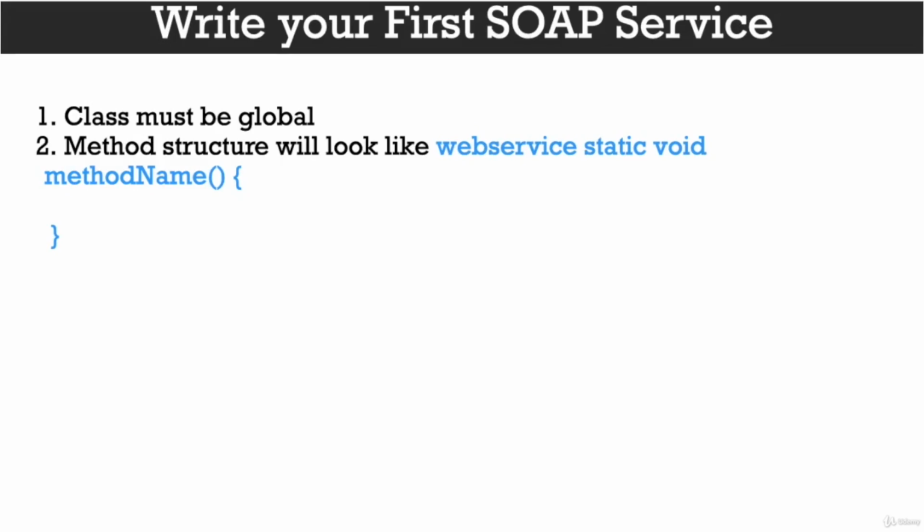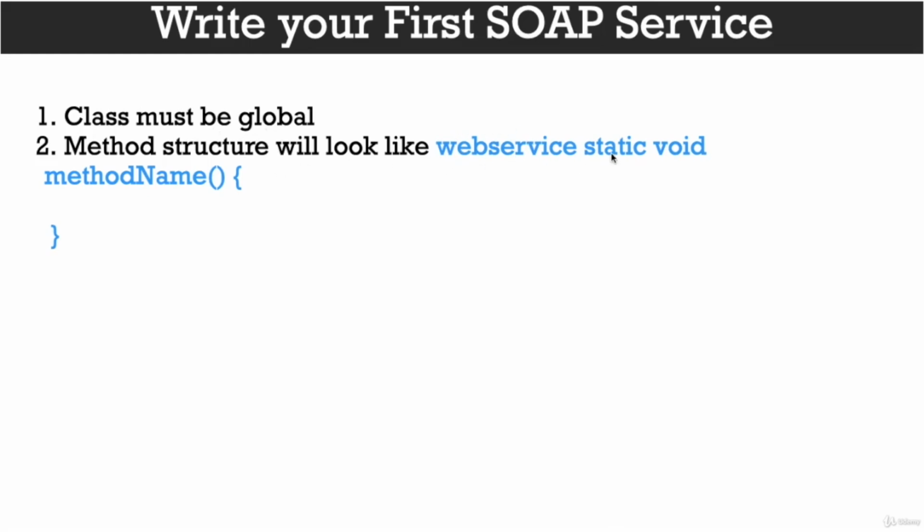So in our previous lectures or previous sections we learned how we can enable an Apex class to work as Apex REST services. Now in this lecture we will learn how we can enable our class to act as a SOAP service. For both Apex REST and SOAP services, the class modifier must be global. And then for SOAP services, the method structure should be like webservice static.